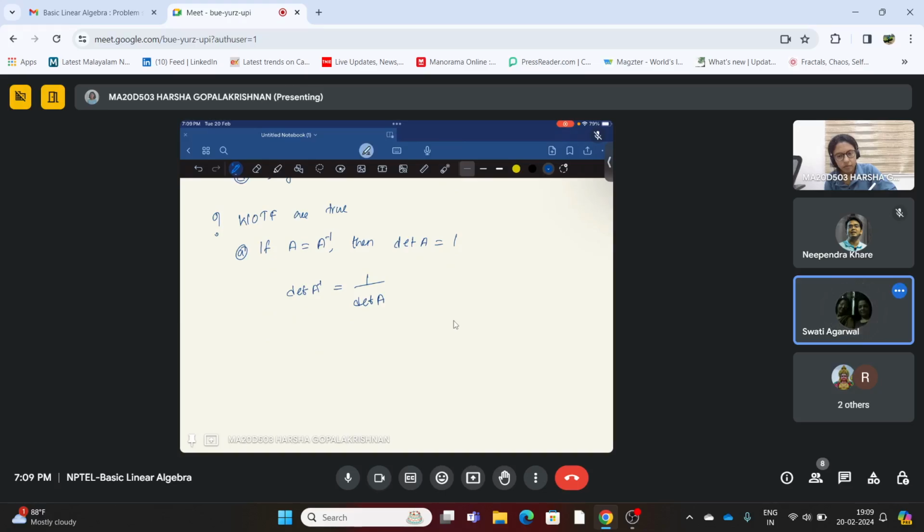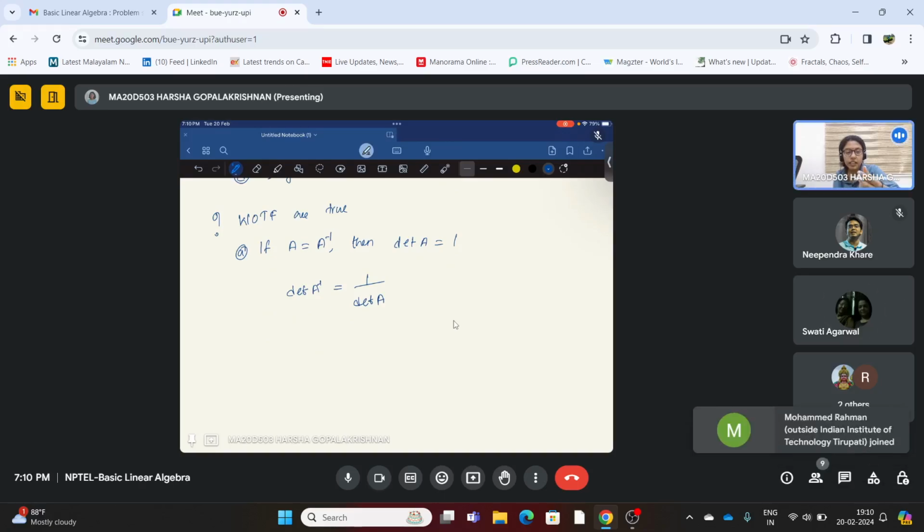So determinant of A is equal to 1? What if I take determinant of A equal to minus 1? Then this equation, determinant of A squared equals 1, is again true, right?